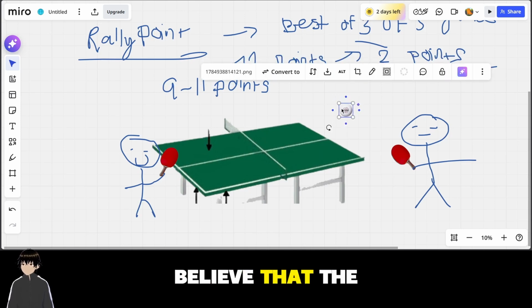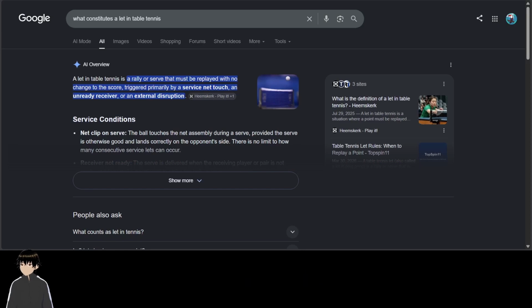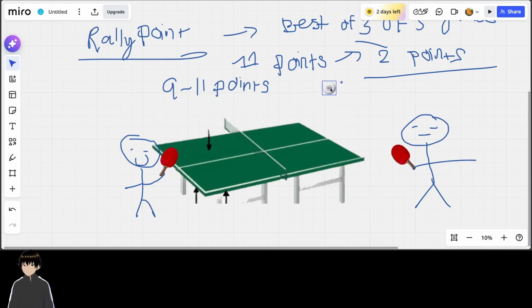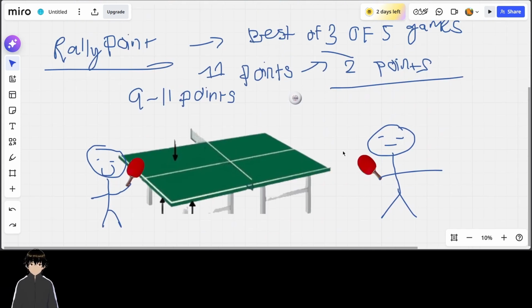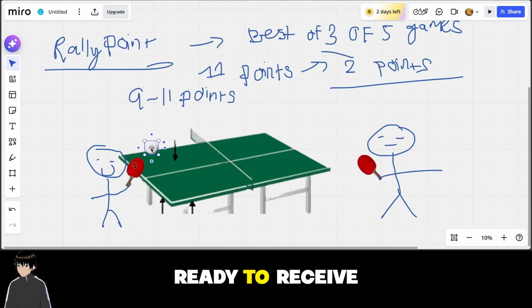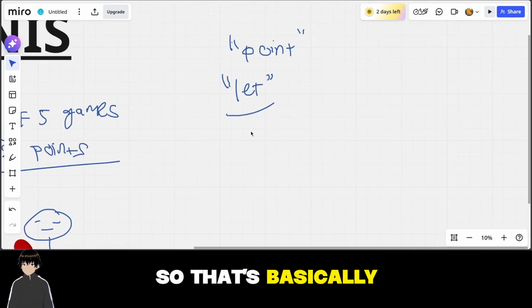But I do believe that the opponent is getting a point for this, so maybe I'm right about what I said earlier. And also an unready receiver: the receiver isn't ready to receive the ball, so you're going to have to replay that. So that's basically the let.